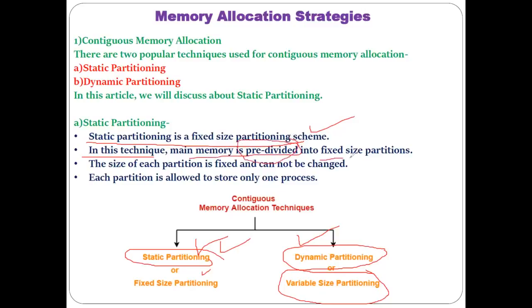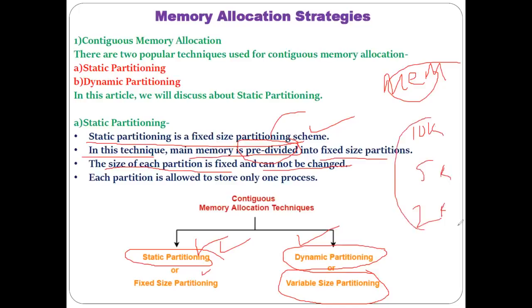Main memory is pre-divided into fixed size partitions. Pre-divided in the sense that before the memory allocation process starts, the memory is first divided into fixed size partitions. The size of each partition is fixed and cannot be changed. If you declare the size of one particular partition as 10 KB or 5 KB or 2 KB, once it is declared, it cannot be changed. Understood? And each partition is allowed to store only one process.